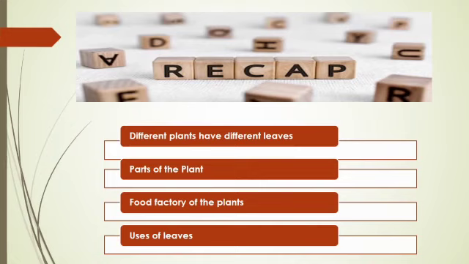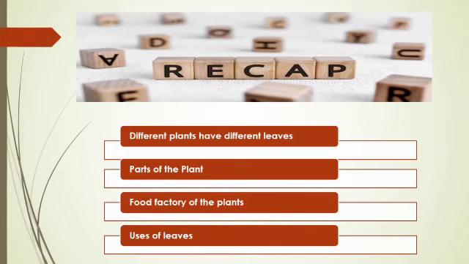Then we saw that the leaves are the kitchen or the food factory of the plant. All green leaves contain a pigment called chlorophyll, which gives the leaf its green color. It also helps the leaves to make their food. Plants make their food with the help of air, water, and chlorophyll in the presence of sunlight. So, the process of preparing food by the leaves is known as photosynthesis.